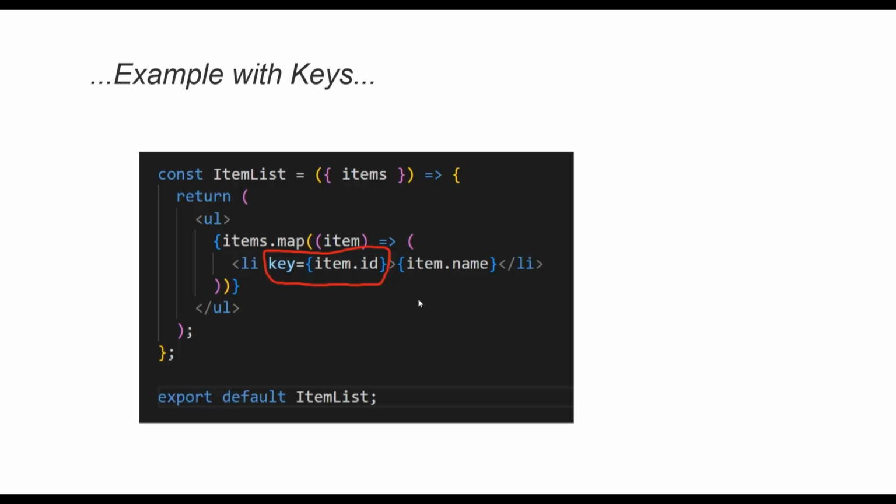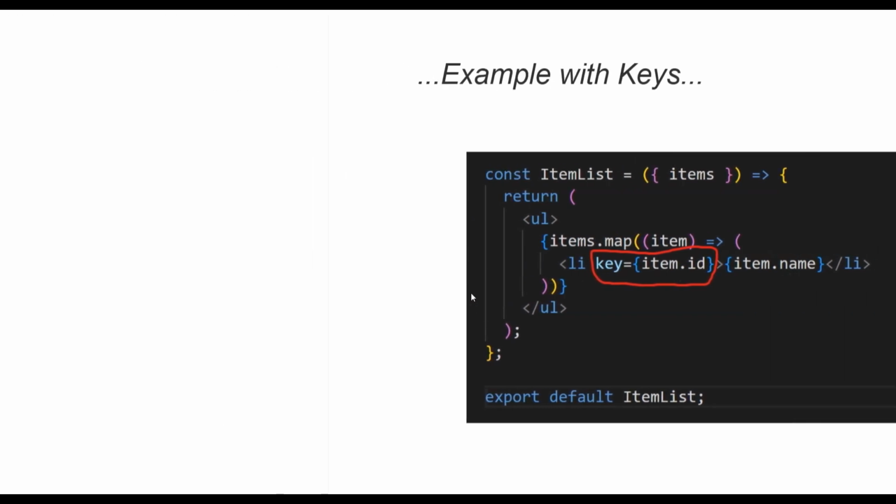So let's look at a simple example of how keys should be used in React. Here we have a component that is rendering a list of items. We are iterating through the list of items, and for each item inside this list, we create a list item using the item ID as the key to that item. This is the recommended way of using keys in React.